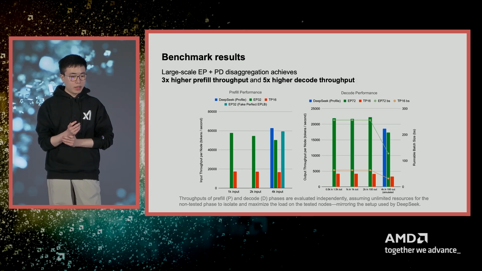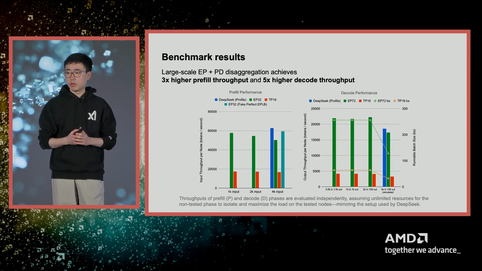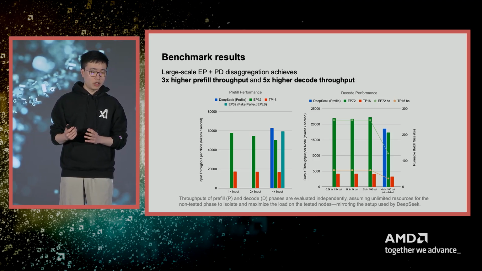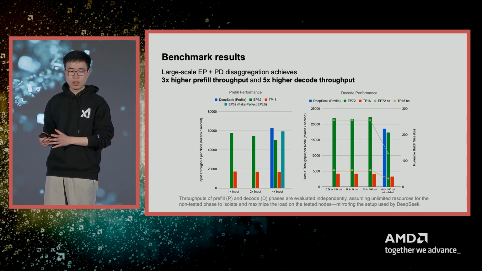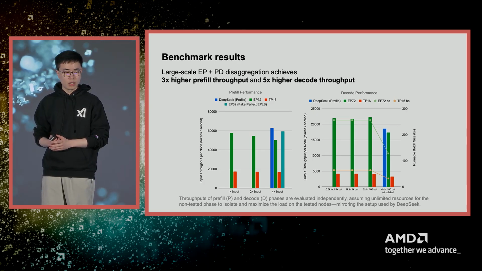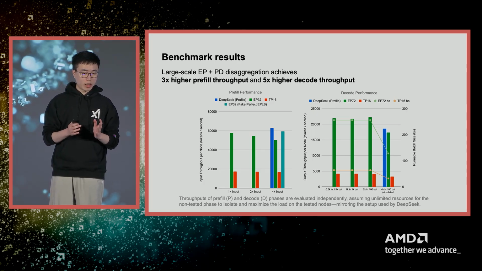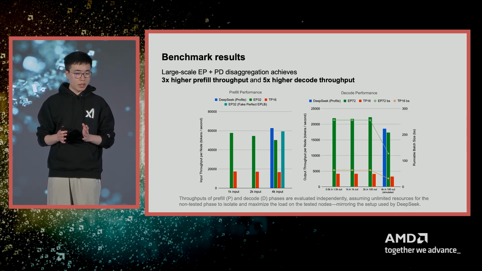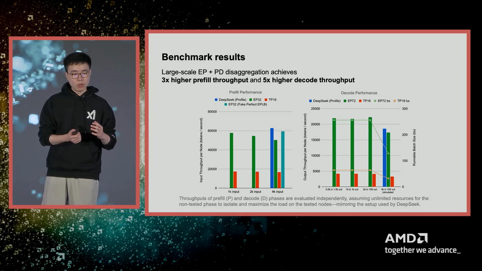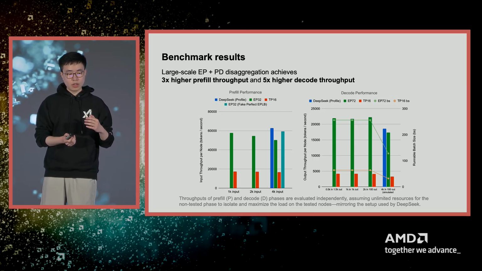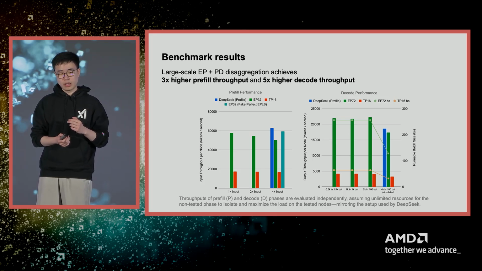And then finally, I want to show some end-to-end benchmark results. Here, we want to show that by doing large-scale expert parallelism and prefill-decode disaggregation, you can achieve 3x higher prefill throughput and 5x higher decode throughput compared to a normal pure tensor parallelism strategy. In this figure, we compare both prefill and decode. If you look at prefill, the left one, you can see we test on different input lengths and different parallelism strategies. We compare our expert parallelism 32 versus tensor parallelism 16.